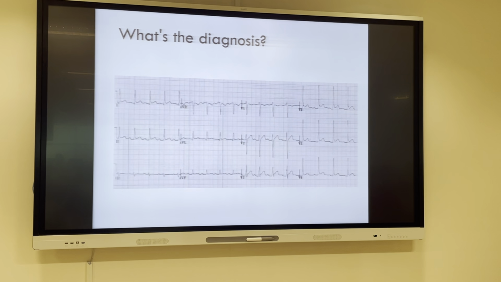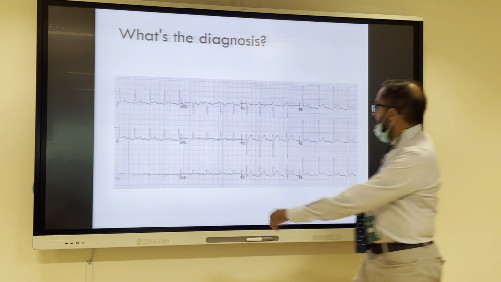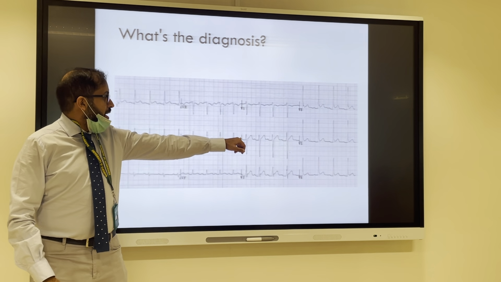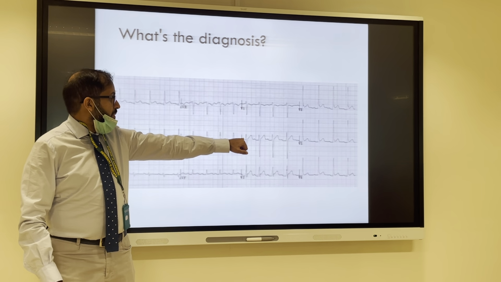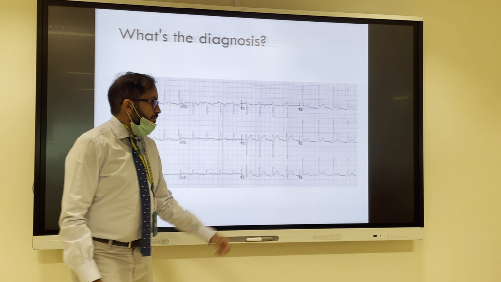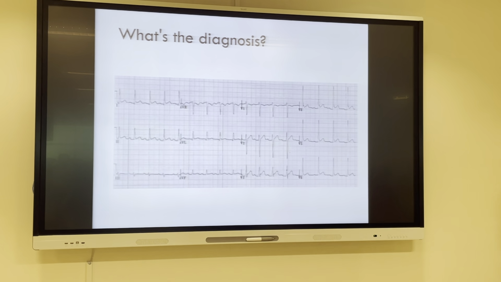Not a Q wave, because here it starts with an R. Something goes up first, then goes down. If you look at the previous one, like lead one, is there a Q wave on lead one? There's a small depression.